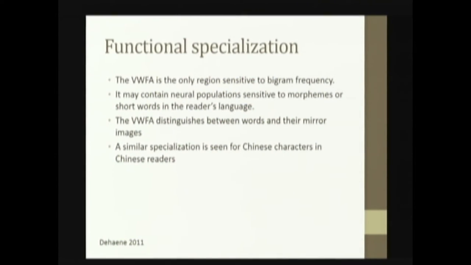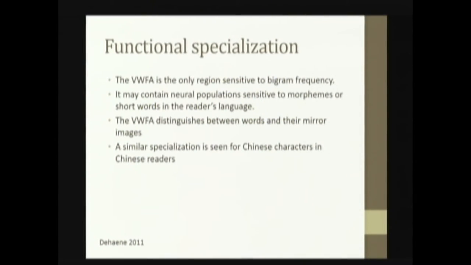For functional specialization, we know that the VWFA is sensitive to bigram frequency. What is bigram frequency? Basically, there are some letters that always tend to come together. Two letters, for example, at the beginning of the word, the Arabic definite article. In English, you might get T and H frequently come together and have a different pronunciation. So the VWFA can recognize not just an individual letter, but can identify sometimes letters when they come two at a time or three at a time.